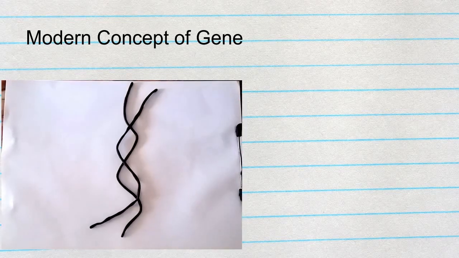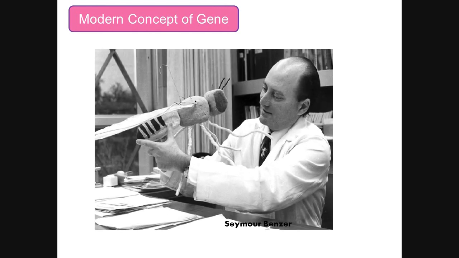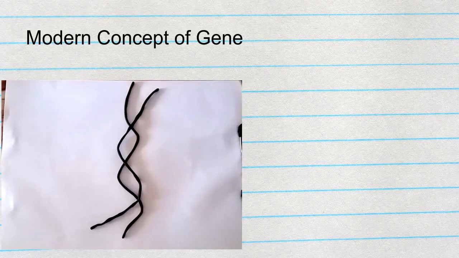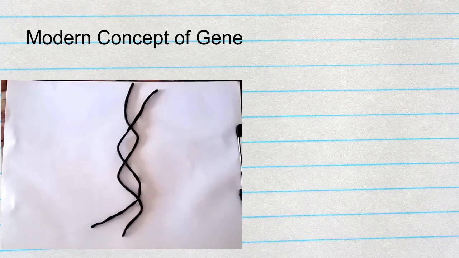provides information. However, it can also perform various functions. So the next person you must know is Seymour Benzer, who introduced to us the terms cistron, muton and recon. In the modern concept of the gene, we have different segments of DNA which have different functions.